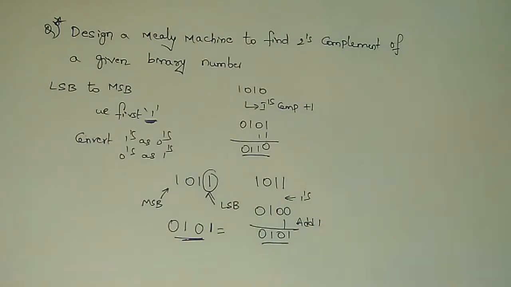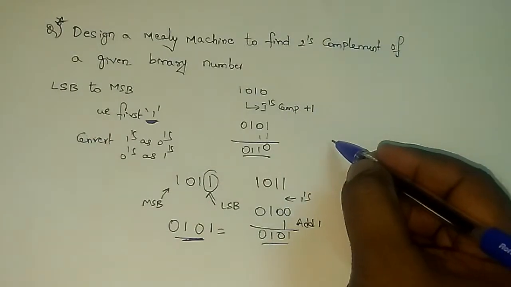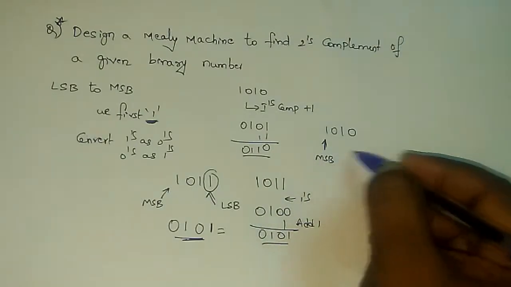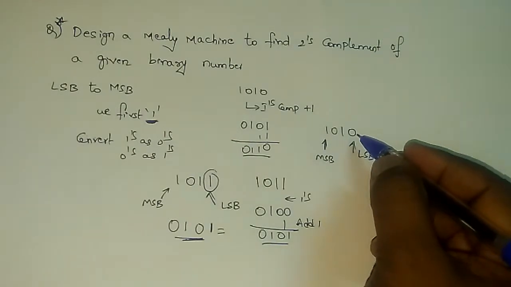We should check whether we encounter a first one starting from LSB to MSB. If we encounter the first one, keep that one as it is and change the remaining ones to zeros and zeros to ones. So in the example which we took, in the LSB we have a 1, right? So let's take another number here. That number is 1 0 1 0. Let us assume 1 0 1 0. So this is MSB and this is LSB.